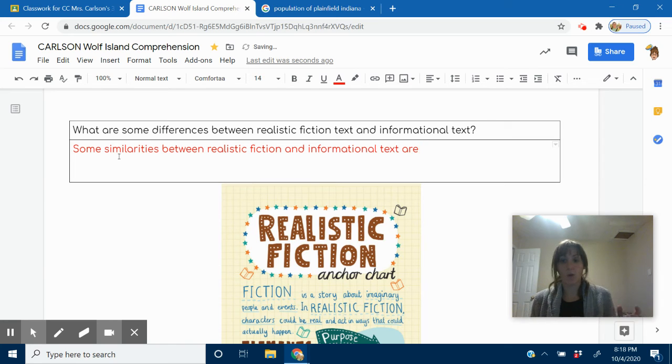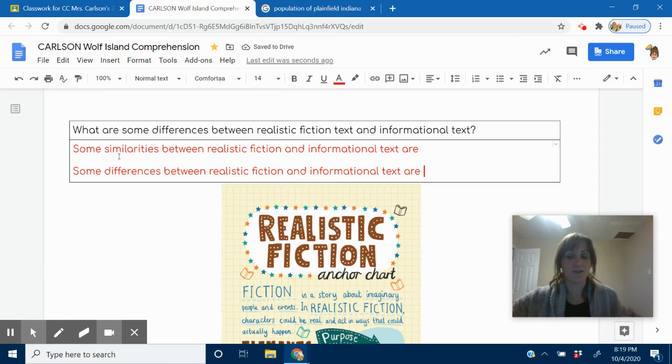are, and then you would type in what you think. Maybe they both have to do with realistic things, or they are both not made up. Well, realistic fiction is made up, but it is not something that could not happen in real life, or whatever you are thinking. And then I want you to type some differences between realistic fiction and informational text are, and then type in some differences between the two. We've kind of talked about that already, so I will leave that to you.